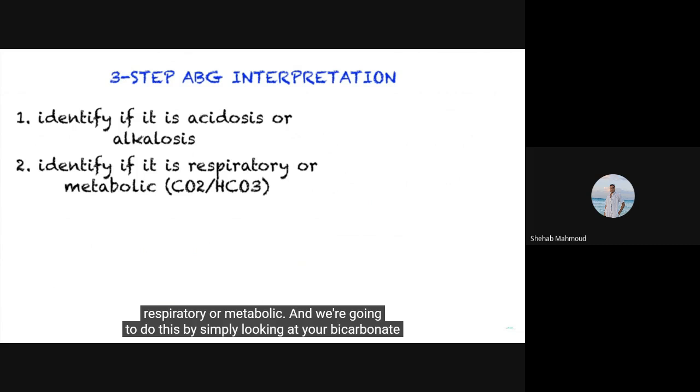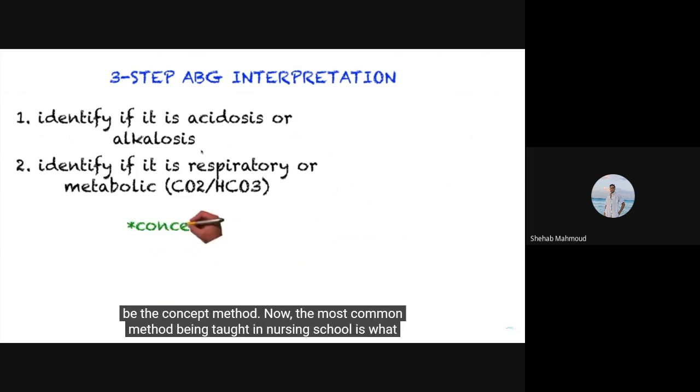And we're going to do this by simply looking at your bicarbonate and carbon dioxide and comparing that to your pH. Through this, we will know whether you have a respiratory or metabolic condition. And the method that we are going to be using will be the concept method.